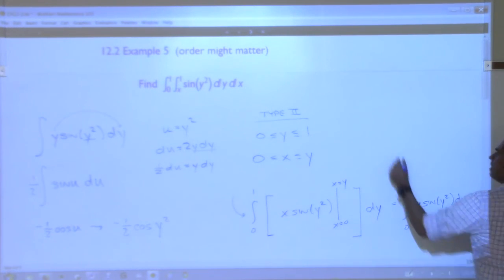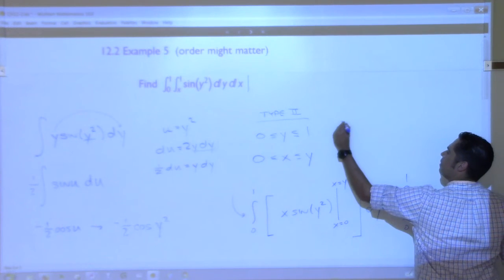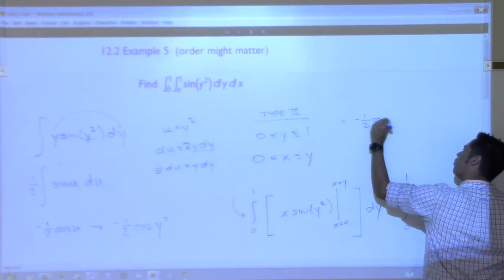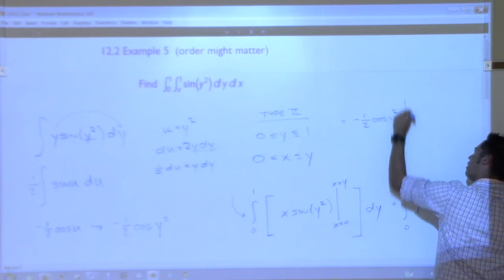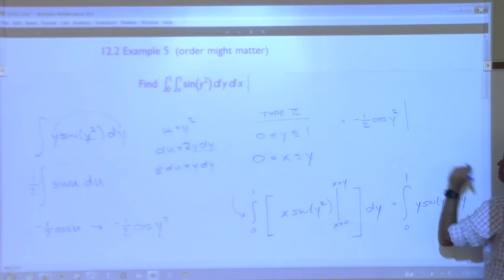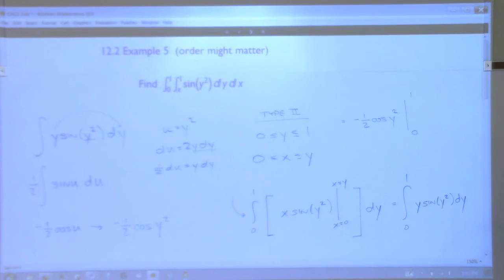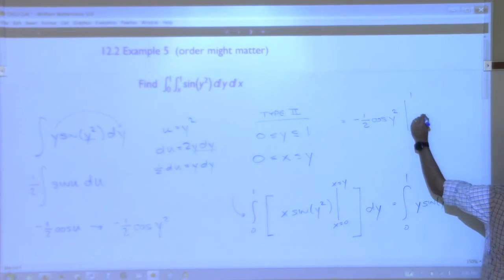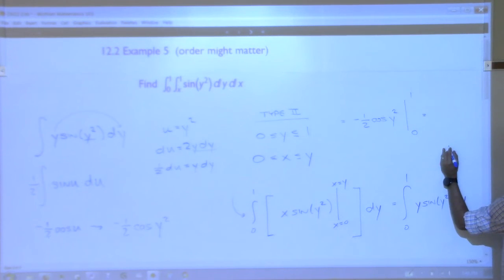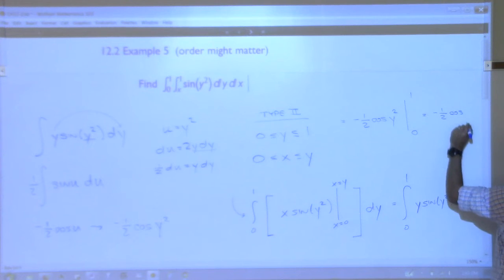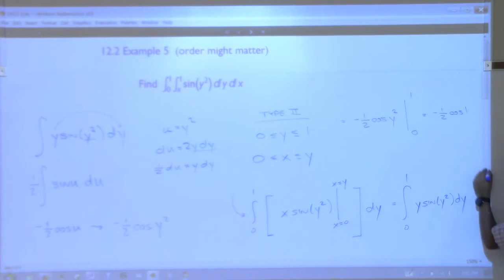We have this equals the negative 1/2 cosine y squared evaluated from where to where here? Go 0 to 1, 1 to 0, however you want to say that. And then this is equal to, let's plug in 1. So we get negative 1/2 cosine of 1. And then minus what?